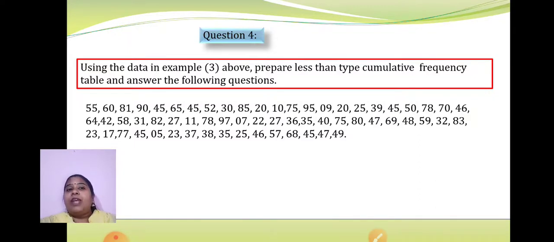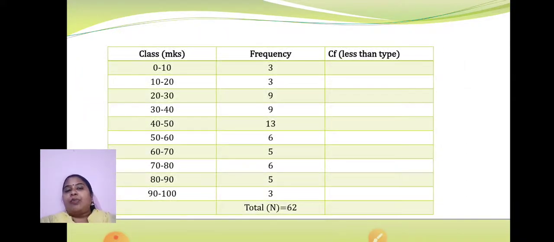Okay, till where? Till 90 to 100. Then tally marks, frequency, all that will be done. But in this question, they want us to find out cumulative frequency less than type. In the previous one, what we have done, we have found out CF more than type, right? So without wasting time, I'll take the values directly from the previous slide.